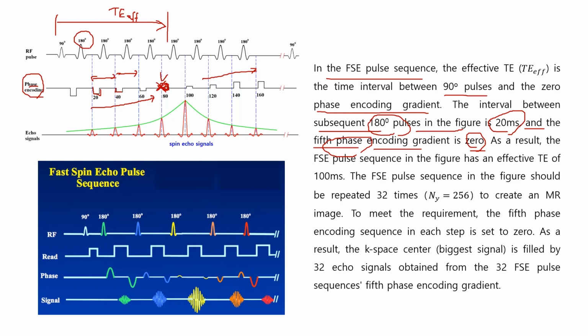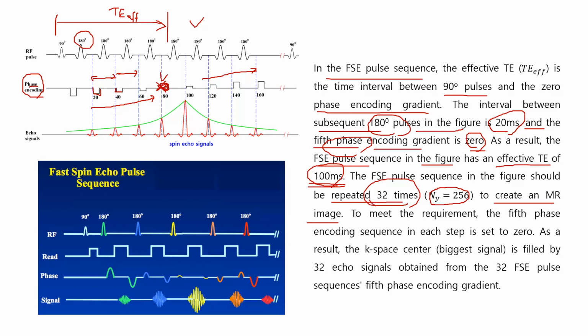As a result, the FSE pulse sequence in the figure has an effective TE of 100 milliseconds. So each interval is 20 milliseconds, and at this point, 100 milliseconds. The FSE pulse sequence in the figure should be repeated 32 times for NY equal to 256 to create an MR image. Okay.